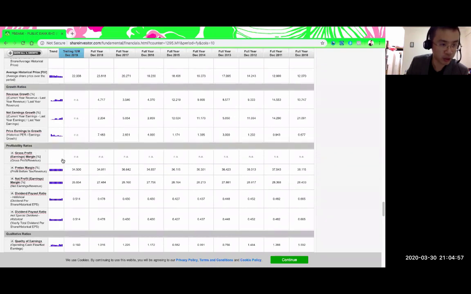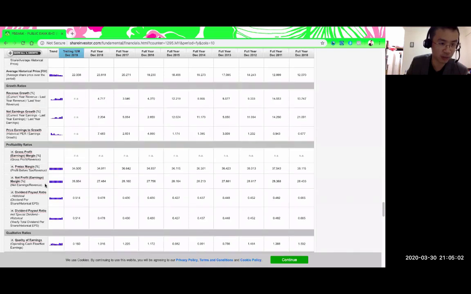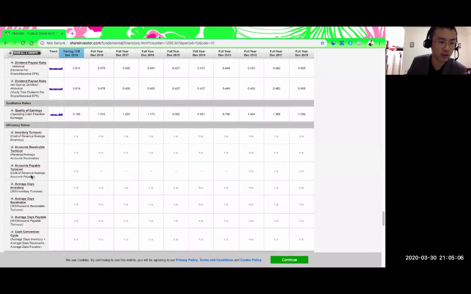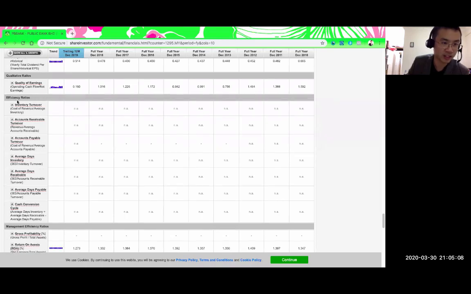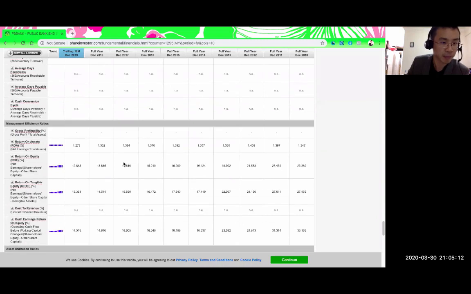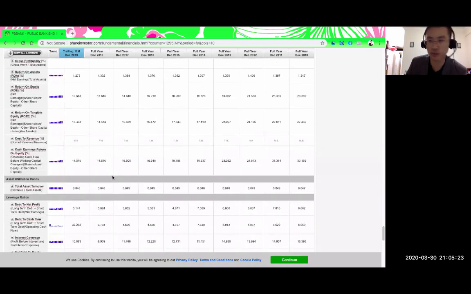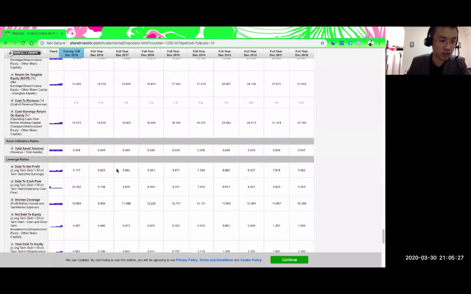Profitability ratio, we can find the gross profit margin, pre-tax margin, net profit margin, and so on. And also quality of earnings, efficiency ratio, you can also find. Of course, in the banking sector, all this inventory turnover, account receivable turnover is not relevant. Management efficiency ratio, what is the ROA, what is the ROE every year, you can see whether it's an increment or a decrease. So it's very powerful information that you can find on ShareInvestor WebPro.